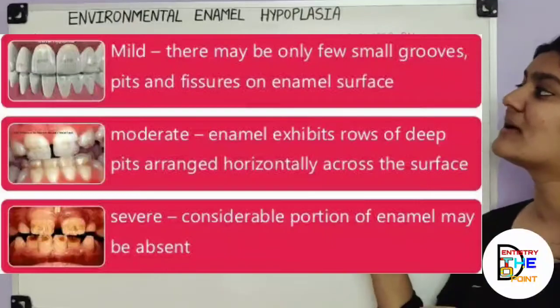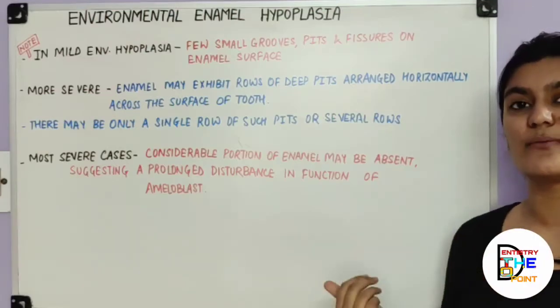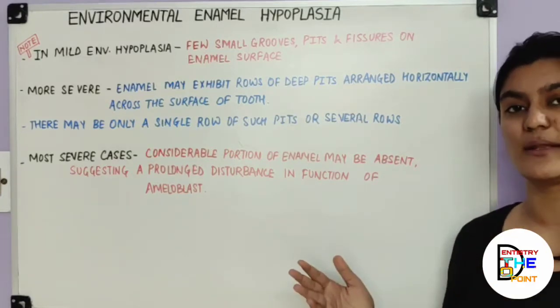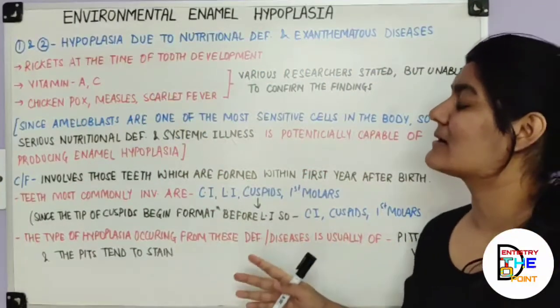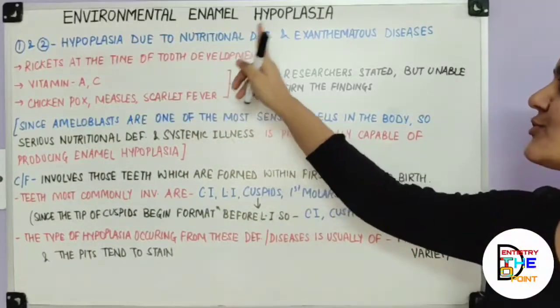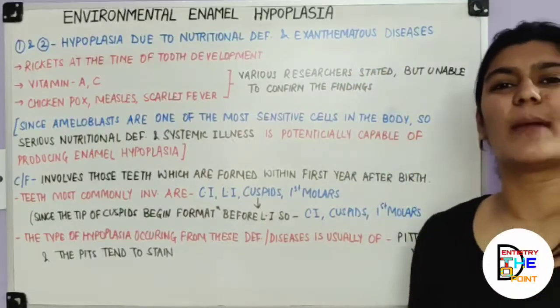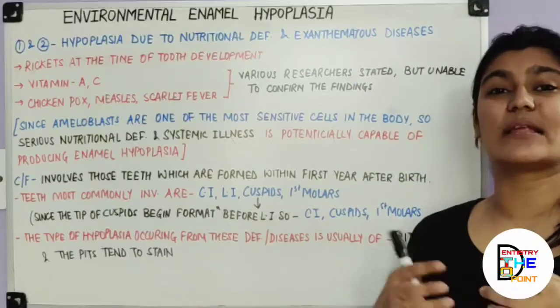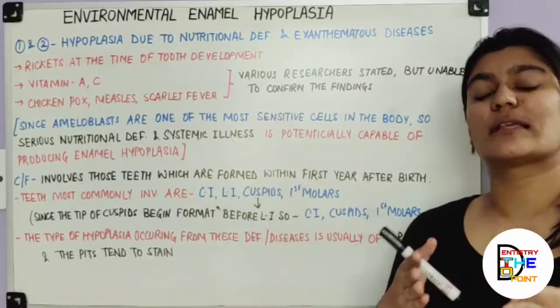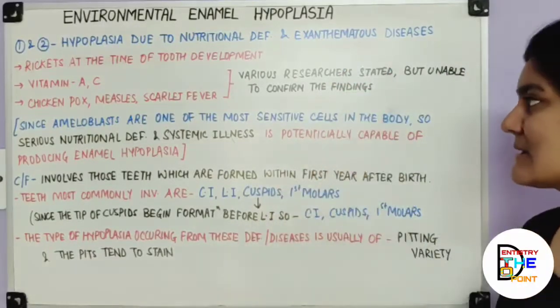Now we'll see the etiological factors one by one individually. The 8 factors which we have discussed, we'll see them one by one. Now the individual etiological factors, the first and second ones, that is your hypoplasia due to nutritional deficiencies and exanthematous diseases. Exanthematous diseases means nothing but the skin rash producing diseases or the skin rash diseases which produce fever. So these are known as exanthematous diseases.